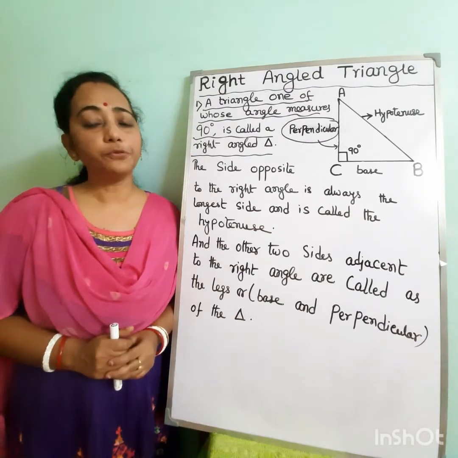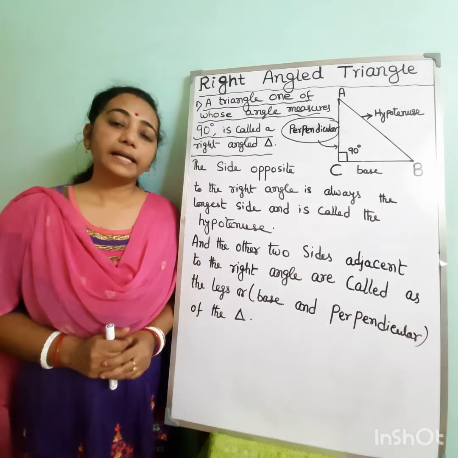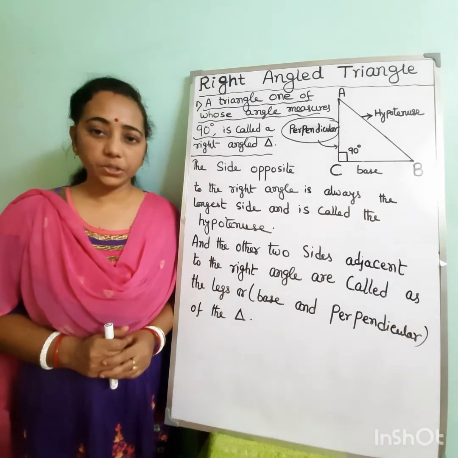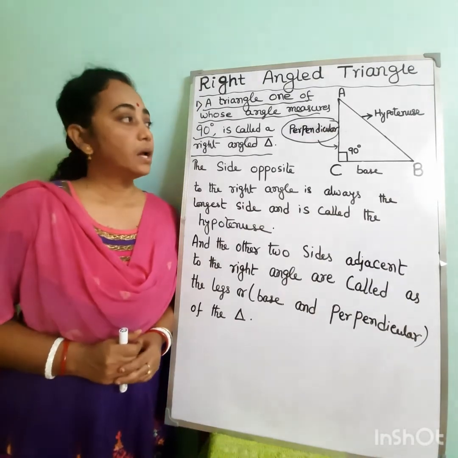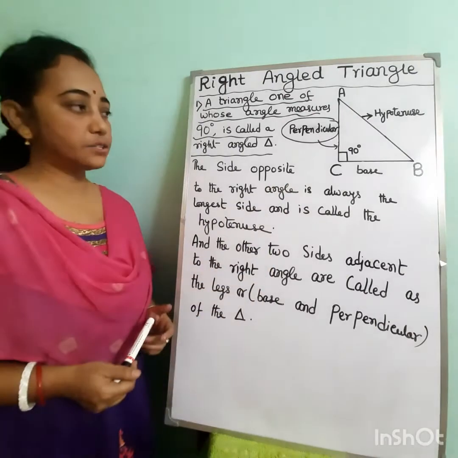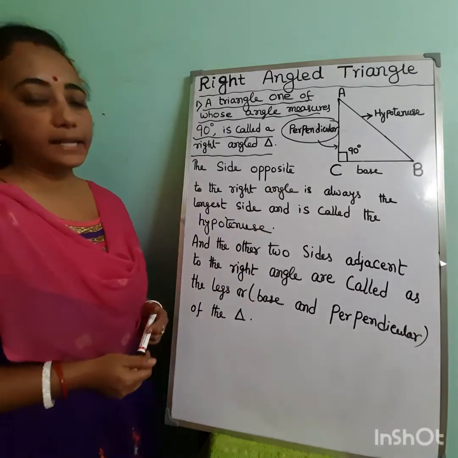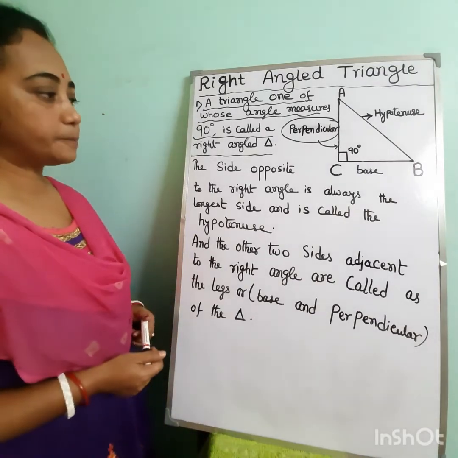We know that if one angle of a triangle is a right angle, that is 90 degrees, then it is called a right angle triangle or simply a right triangle. Now look at this figure. Here this figure shows the right angle triangle with right angle at C. So here angle C is equal to 90 degrees.